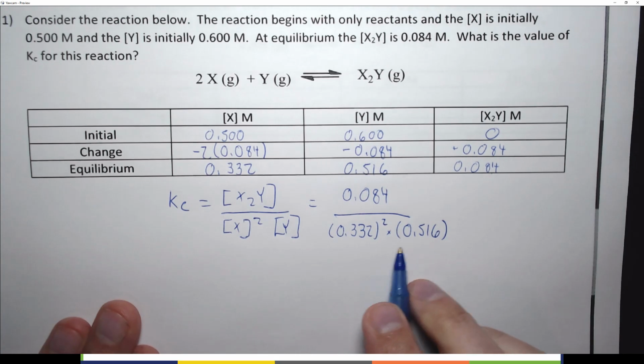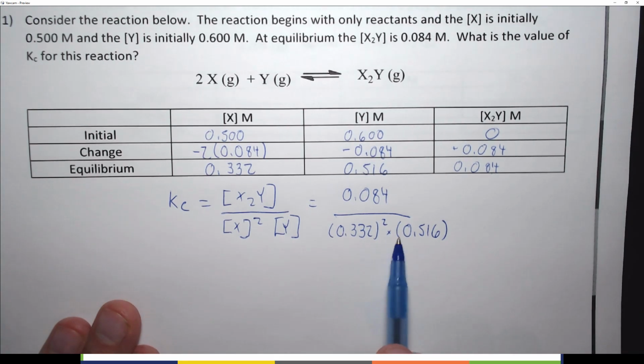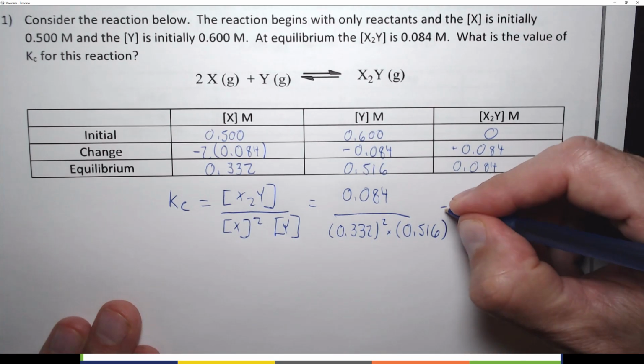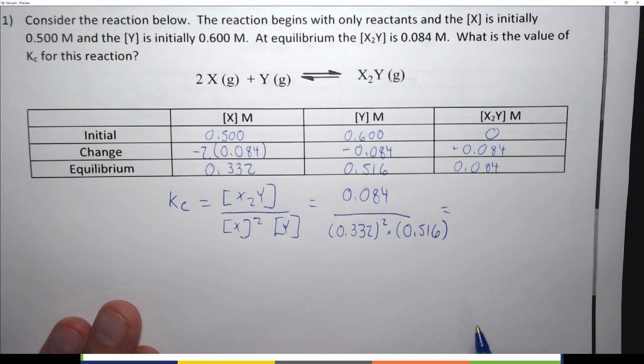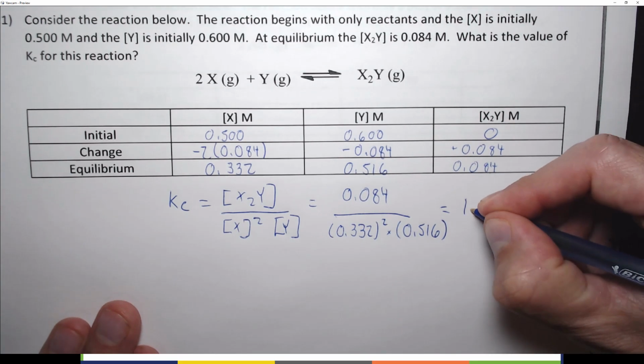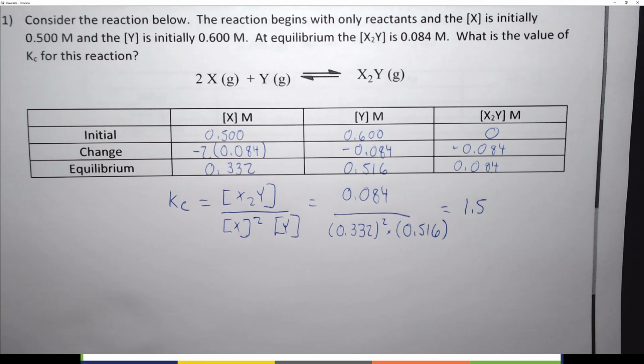I probably don't need the times and the parentheses. You probably don't need the parentheses for this one. So basically, you get the idea there. So we take this, square it, we multiply it by this, and we divide it into that, and we find that the equilibrium constant here, Kc, is 1.5. The K's usually have no units, so I didn't bother to put the molarities in all of these cases.